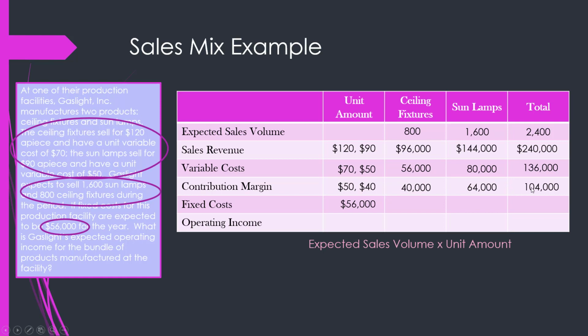And since we have $104,000 in total contribution margin, which we can pay towards covering our fixed costs, but we only have $56,000 in fixed costs, that means that if we do indeed sell 800 ceiling fixtures at that proposed selling price, and they cost what we think they're going to cost in terms of variable costs to produce, and we sell 1,600 sun lamps at that proposed selling price, and they cost what we think they're going to cost in variable costs to produce, that means that after we account for our variable costs and our fixed costs, we should generate operating income at this facility of $48,000.